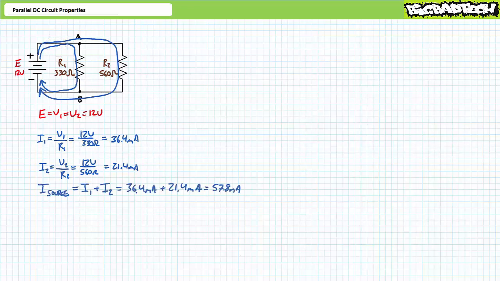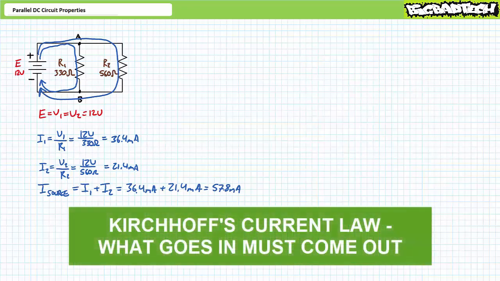Obviously, the source must provide 36.4 plus 21.4 for a total of roughly 57.8 milliamperes. This is Kirchhoff's current law, which states for any given node, the sum of currents entering the node must equal the sum of currents leaving the node. Stated in a different fashion, what goes in must come out.